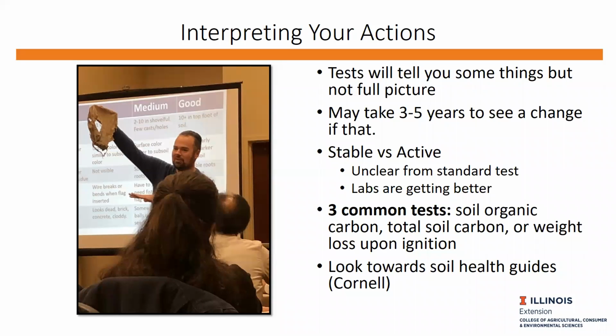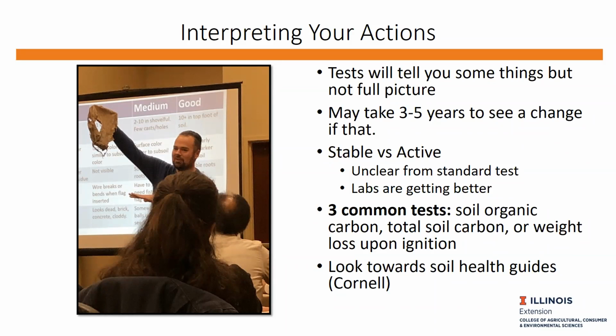The other thing to share here is that tests will tell you some things, but they don't always tell you the full picture. That percentage of soil organic matter doesn't tell me if it's mostly fresh ingredients that have been added in the last 5 years versus that stable organic matter that is mostly the humus itself. So we don't have a full picture sometimes from the soil tests. It may take 3 to 5 years to see this change. So most of the time, the soil organic matter information you're getting back isn't necessarily breaking that down into stable versus active. The labs are getting better.